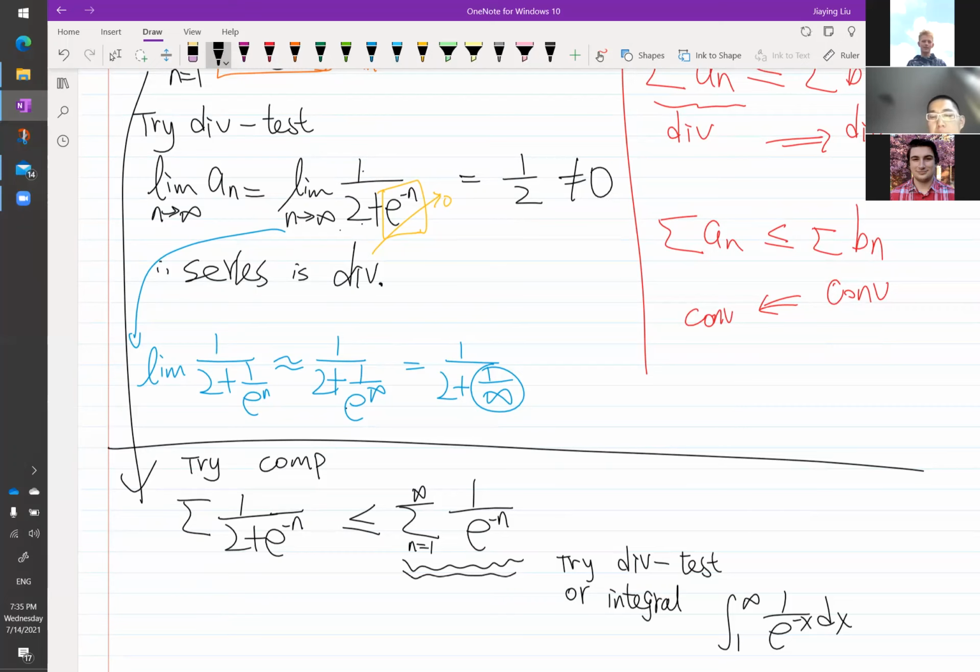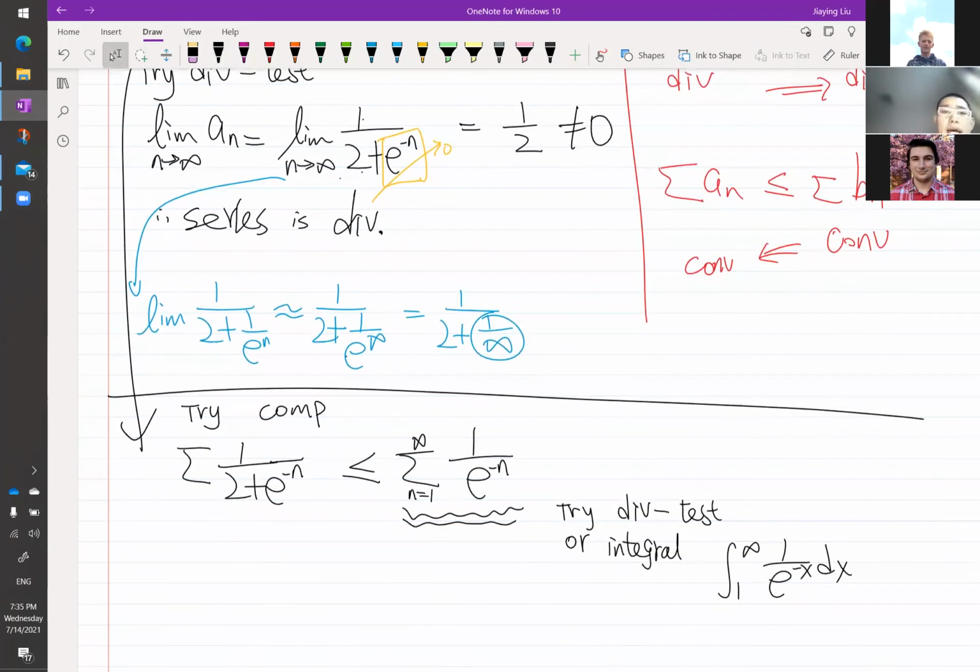So in terms of the comparison one, you would find that 1 over e to the negative n, and then you try either the divergence or integral test. And that one down there that you just showed, that's the integral test? Yes, so the integral test. And you can even just apply the integral test directly.